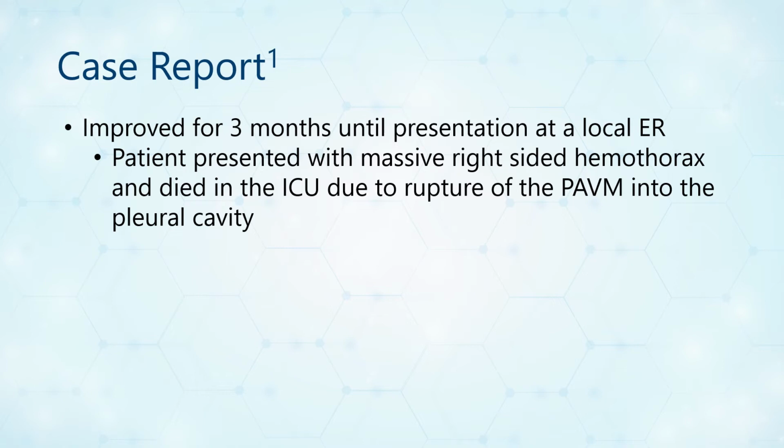Hemothorax means blood in the chest, most frequently in the lungs. The patient dies in the ICU due to the fact that the PAVM ruptured inside their pleural cavity, and the patient unfortunately bled to death on the inside of their lungs.